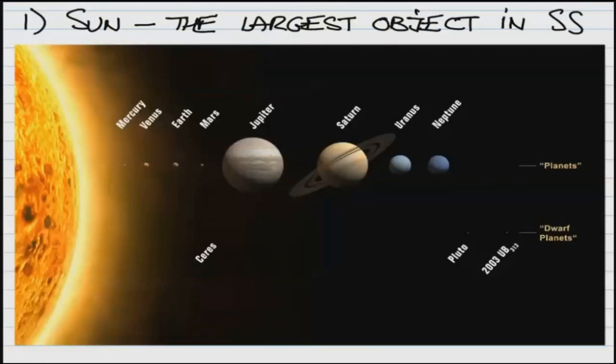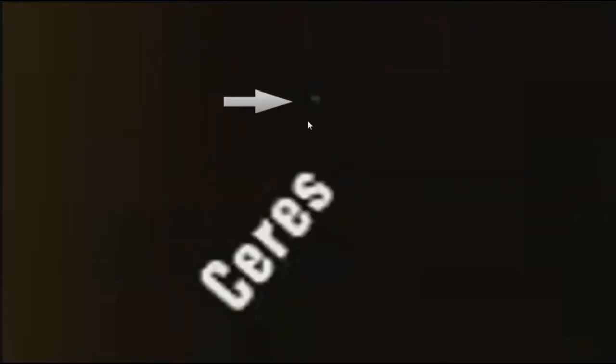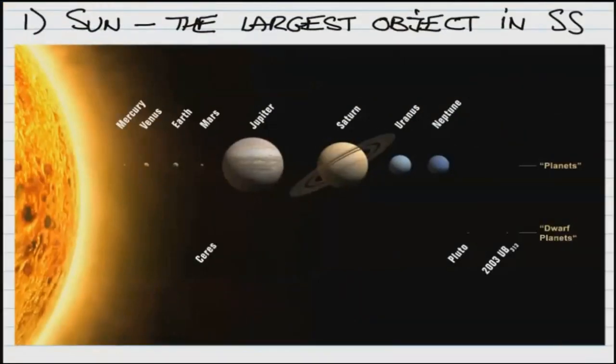Pluto and this one here, now called Eris, are examples. Also, the largest of the asteroids in the asteroid belt is also classified as a dwarf planet, although I still prefer to call it an asteroid. But we'll discuss the reasons why. In 2006 Pluto was demoted from the status of planet to dwarf planet.